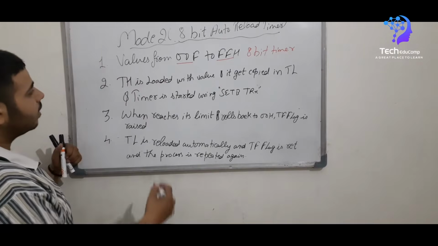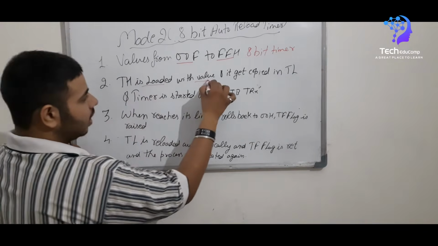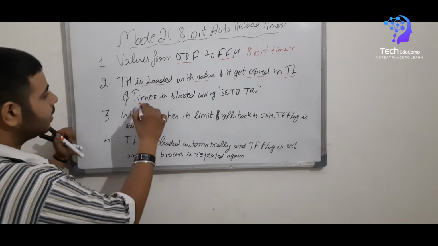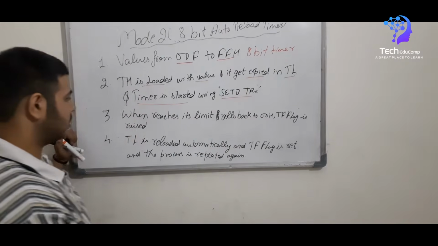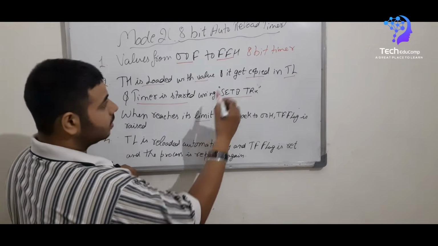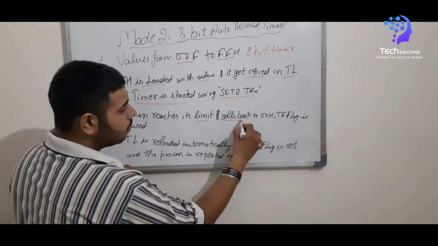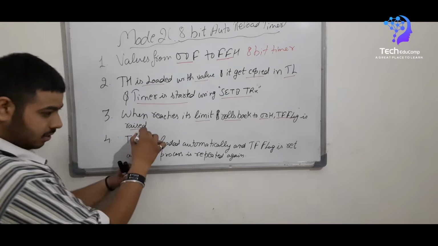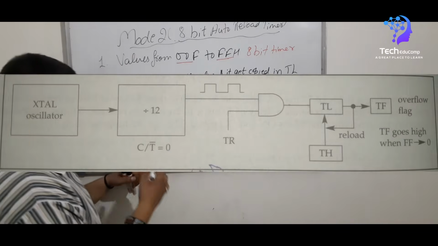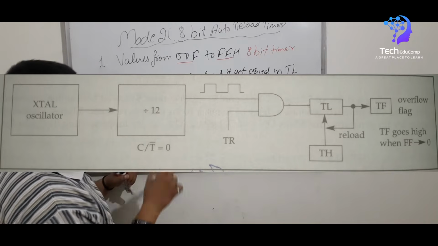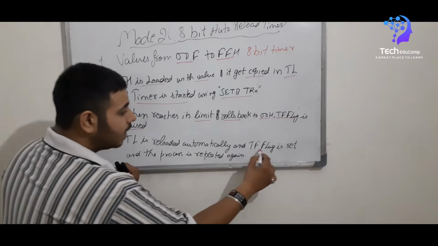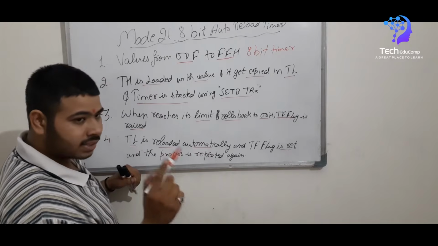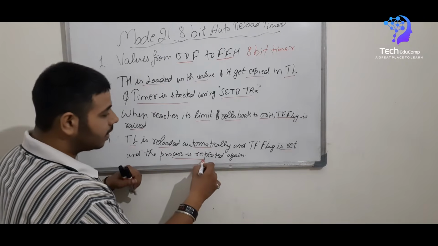8-bit timer. After that, the TH is loaded with the value, and the same value gets copied in TL, and then the timer is started using the set bit instructions. After it reaches its limit, that is FFH, it rolls back to 00H, and then the TF flag is raised, same as mode 1. But when the TH is rolled back to 0, the TF flag is set and the TL is loaded automatically with its initial value, and the process is repeated again and again.